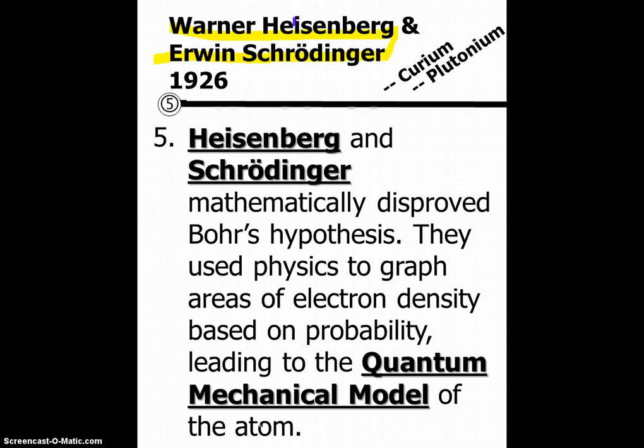And they were able to use mathematics based on physics, and they were able to sort of make a graph of where the electron is likely to be found and not likely to be found. And it was definitely not in the same shape of the elliptical orbits that Bohr had hypothesized. And they came up with what's called the quantum mechanical model of the atom. And we'll talk about that further on.